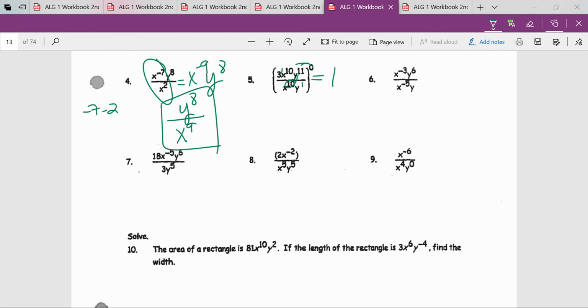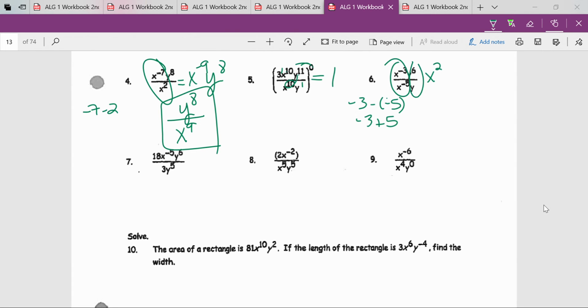Let's do number 6. Careful, because we actually have a negative on the bottom also. So we start with a negative 3 and we're subtracting a negative 5. When we subtract, what happens? Minus a negative. We're going to change that second number to a plus. Very good. We're going to add. That's negative 3 plus 5, which is 2. So this is x to the 2.